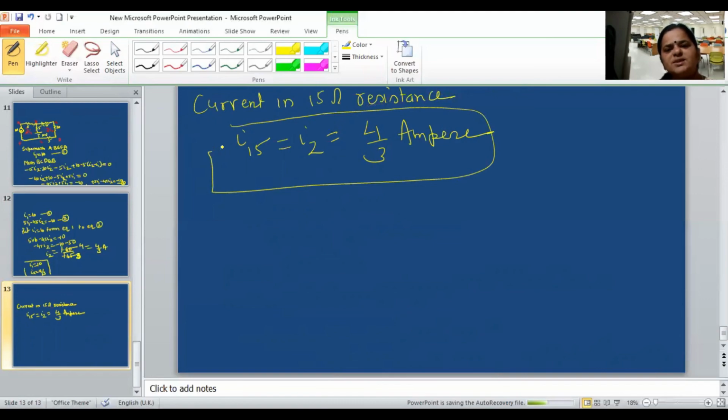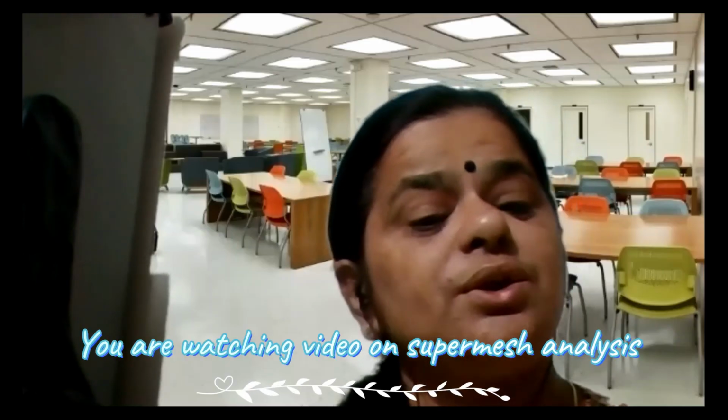Now I am stopping sharing my screen. I hope whatever information related to supermesh analysis is clear to you. Supermesh analysis we normally use when the circuit has a current source, and it can have two kinds of problems. One is when the current source is available at the boundary, then the problem will be solved in a different way. Another variety is when the current source is available in the middle part of the circuit, then we solve the circuit in a different way. I have solved circuits of both types. Now you will be able to solve circuits by supermesh analysis.